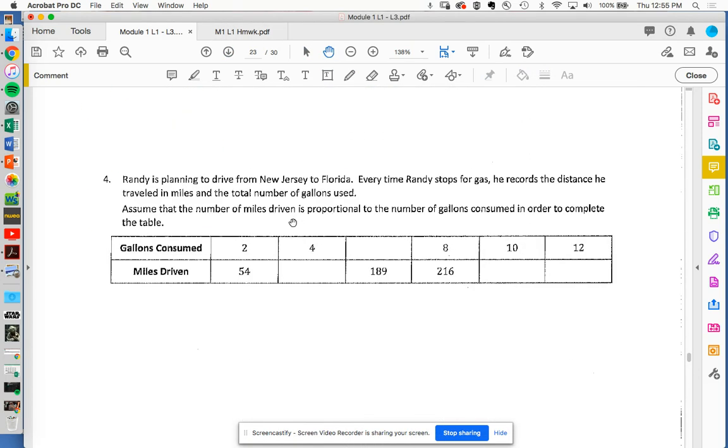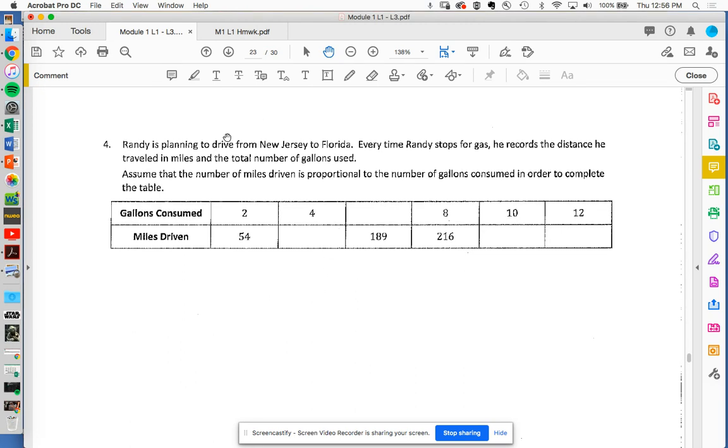Now, Randy, he's doing a little road trip. He's planning to drive from New Jersey down to Florida. Every time Randy stops for gas, he records the distance he traveled in miles and the total number of gallons he used, which my dad used to do. I remember my dad had a little notebook in the car. He'd record this. Now, cars are smart enough. Guess what they do for you? They keep track. The new cars do that. My truck doesn't do that for me. But the vehicles now tell you that stuff.